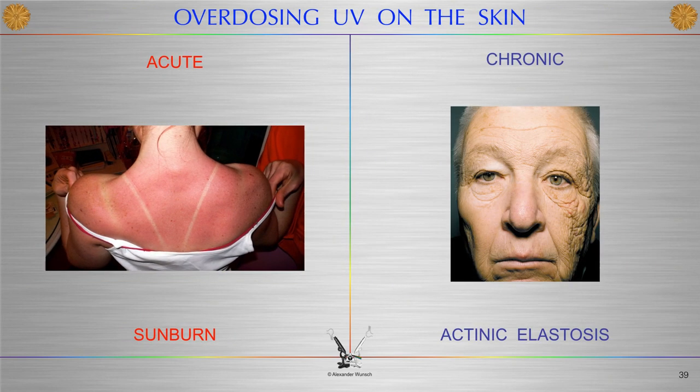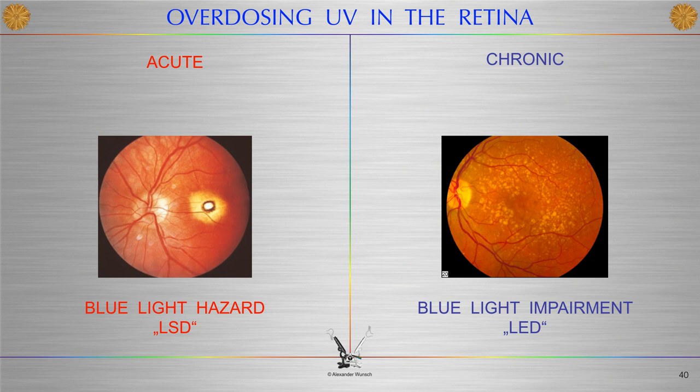If we look at the overdosing of UV on the skin, we have to discriminate the acute situation from the chronic situation. Here we have the sunburn, an acute overdosage of reactive oxygen species or free radicals. And here we have a case of actinic elastosis, which is the chronic form of overdosage of free radicals. And we can apply this one-to-one to the retina. Here on this part of the slide, we have the acute form. This is the blue light hazard.